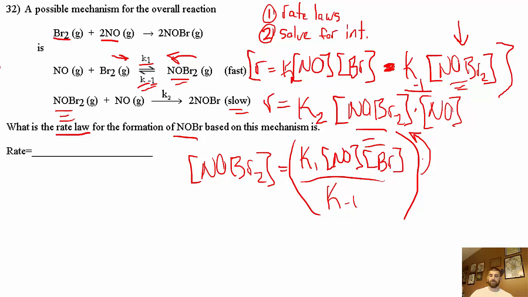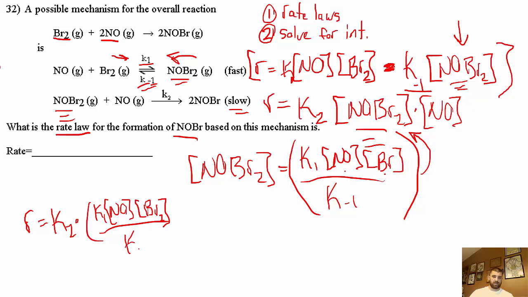for our NOBr2 in our rate law, because we've got NO and Br2, which are reactants, so now we don't have an intermediate in there anymore. So we get rate equals K2 times K1 NO Br2. Oh, I'm sorry, I forgot the 2 is on all these, right? NOBr2 all over K to the minus 1 times, well, what's left in this equation, the concentration of NO.